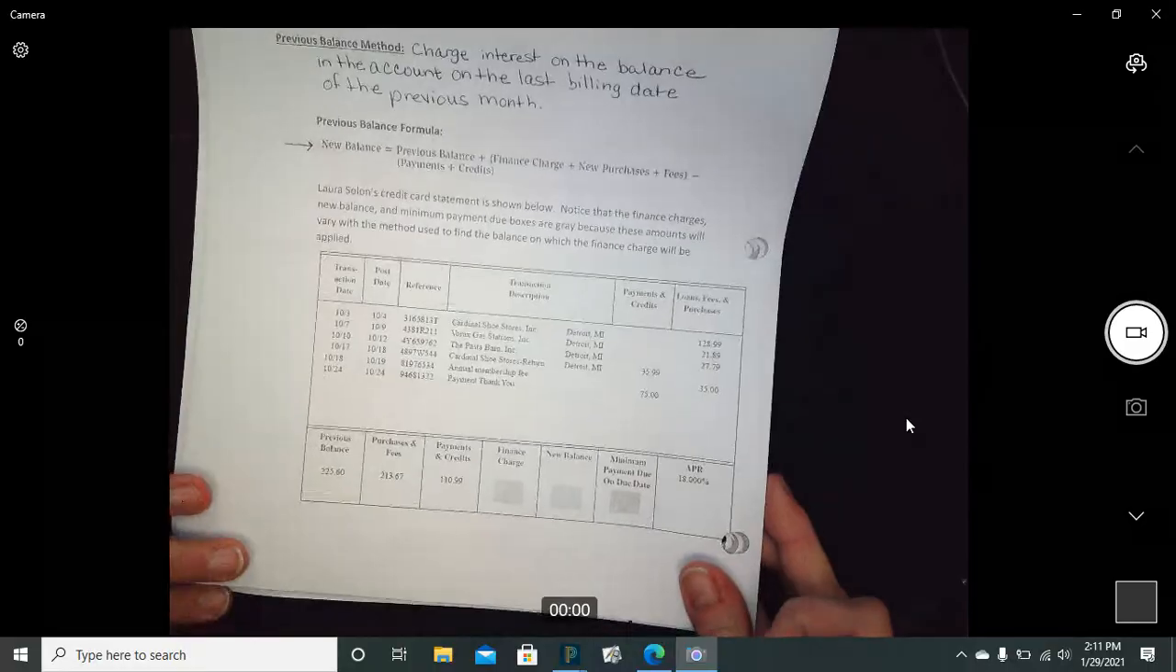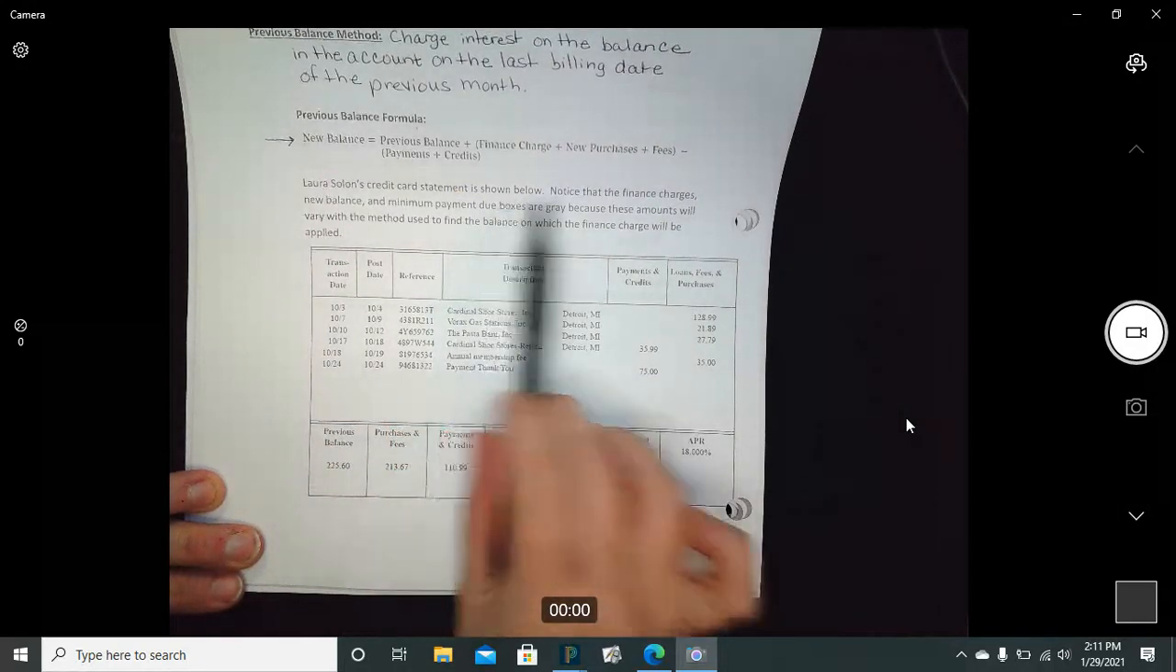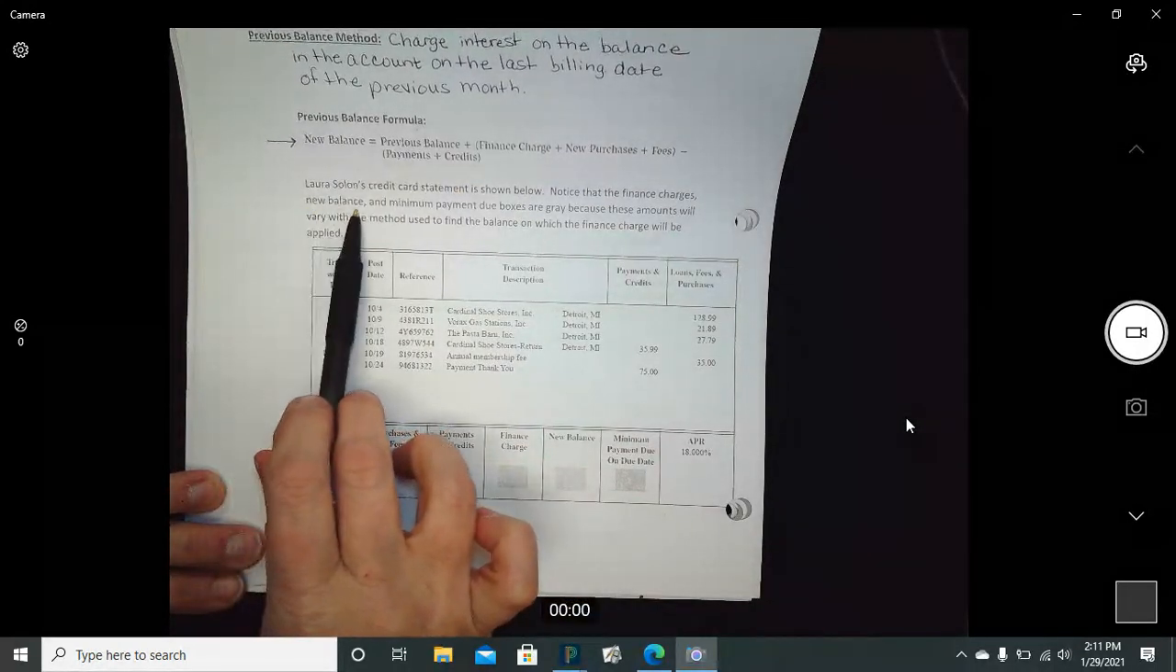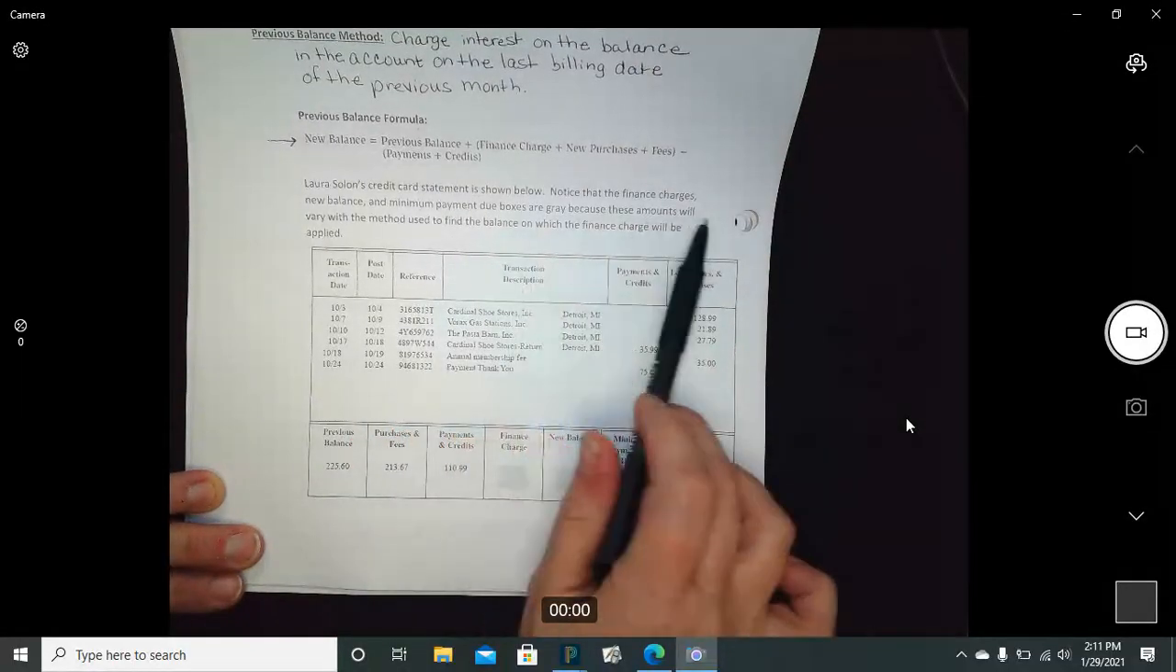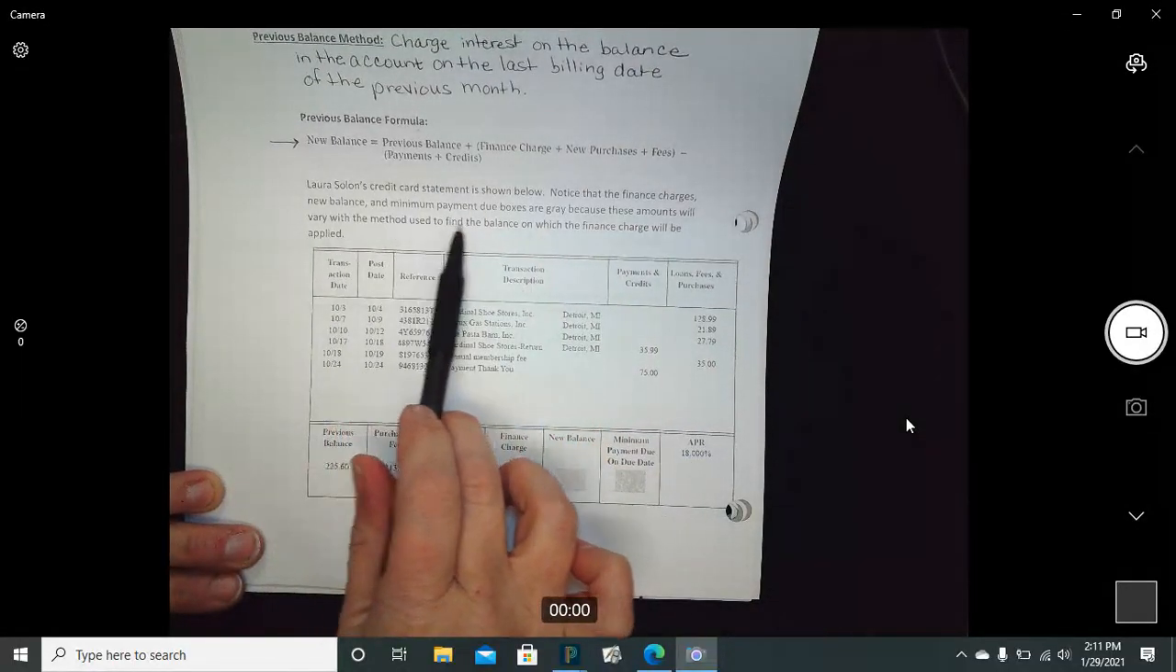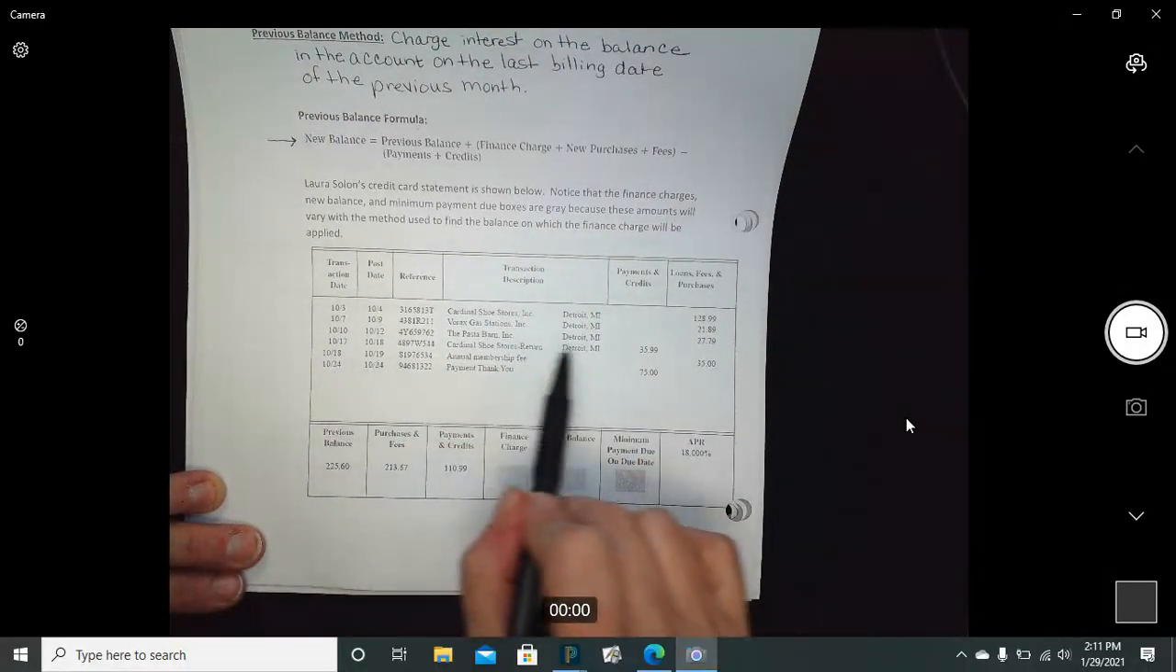Notice they give you a table to look at. It says the credit card statement is shown below. Notice the finance charges, the new balance, and minimum payment due boxes are gray because these amounts will vary with the method used. So depending on what method they use for all of this, that's why these are going to be your gray boxes. Able to understand that?